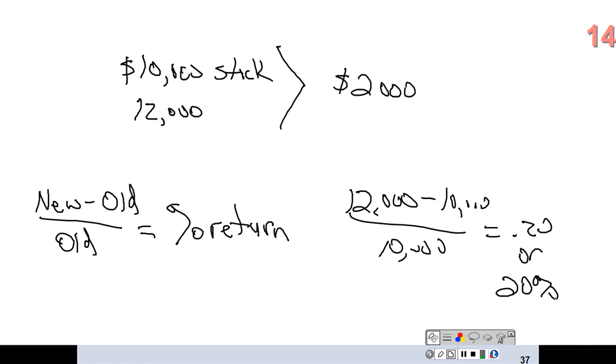But let's say, for example, so we've got this. Now remember, this was all your own money. Now let me move some of this out of the way.